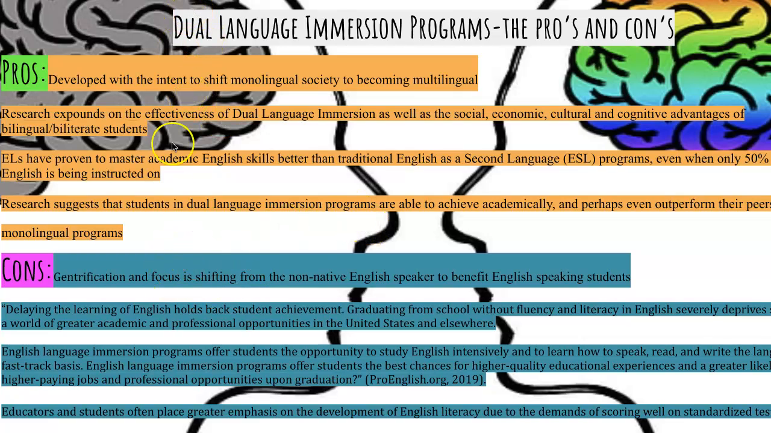This was something I was really unaware of. The gentrification, and the focus is shifting from non-native English speakers to benefit English-speaking students. One thing that I was really surprised about is how much white middle-class parents are wanting their kids to have bilingual education, and instead of really serving the needs of our emergent bilinguals, it is now serving the needs of English-speaking students.